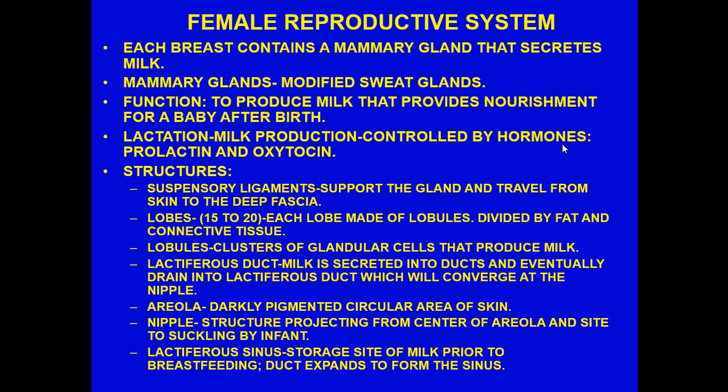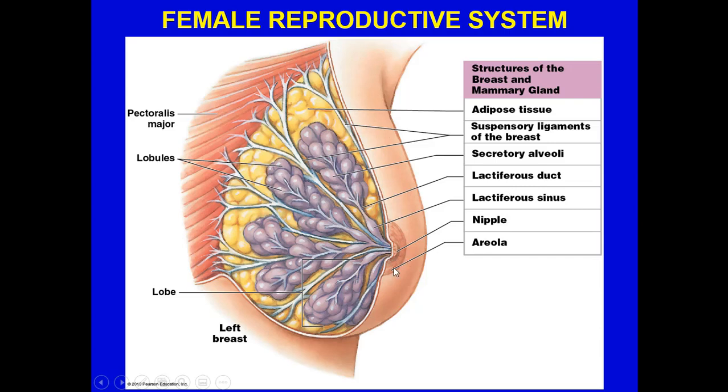The areola is the external structure. It's a darkly pigmented, circular area of the skin. And usually in the center of the areola is the nipple, which is the structure projecting from that center area. It's the site of suckling by the infant, which will trigger the reflex to release milk. Before we get to the release of milk, we have these lactiferous sinuses. These are storage sites of milk prior to breastfeeding. And the duct expands to form a sinus structure, as you can see here.